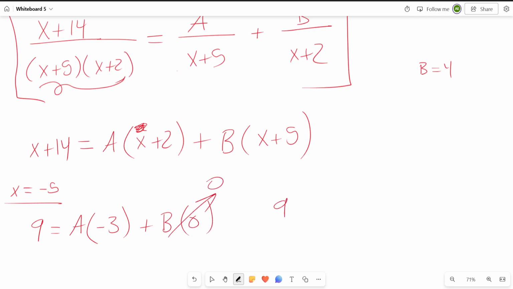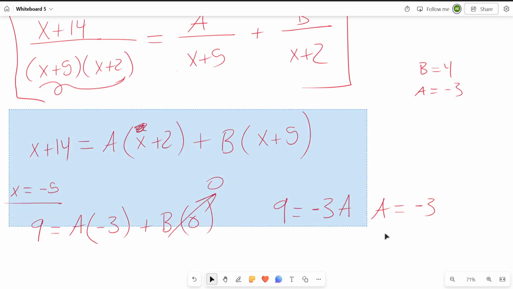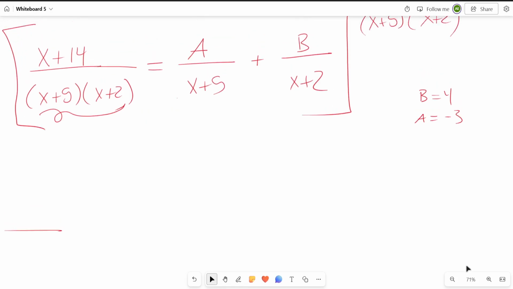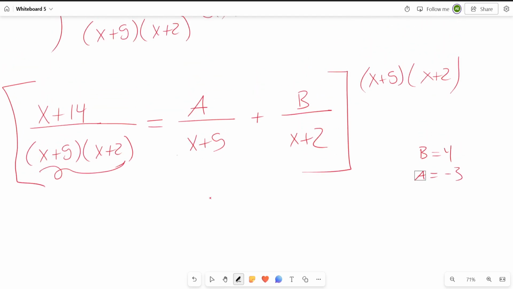So I will have 9 equals negative 3a, which gives me a as 9 divided by negative 3, which is negative 3. So my a is negative 3. So I can come over here and substitute the a over here with a minus 3, and the b with a value of 4.